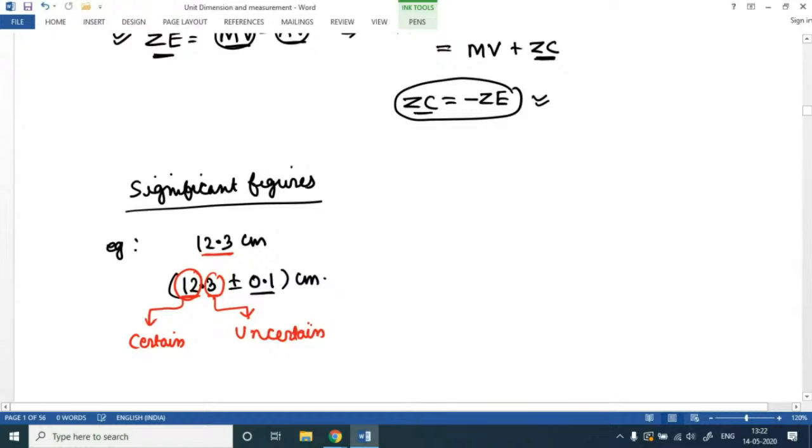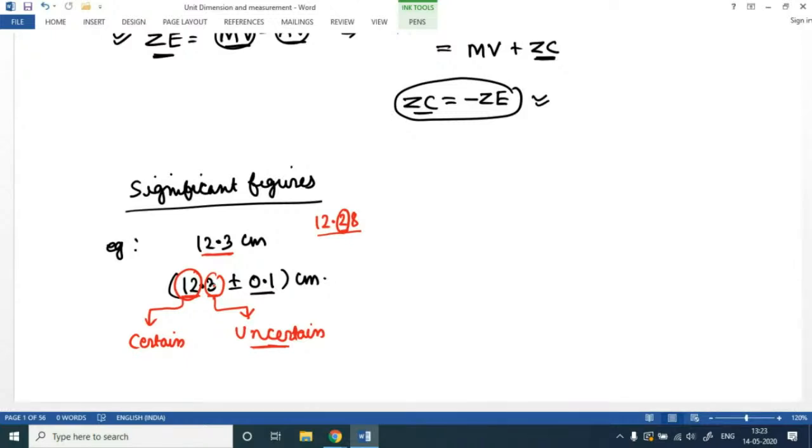Because why I am saying that, at this place it could be, for example, 12.28. So at this place it can be either 2 or 3. We are not sure about this. If it had been 12.28, it has been rounded off like this. Anyway, this digit is uncertain. We cannot say this is fixed, it can be 2 or 3 over here. So that is how we count the number of significant figures.